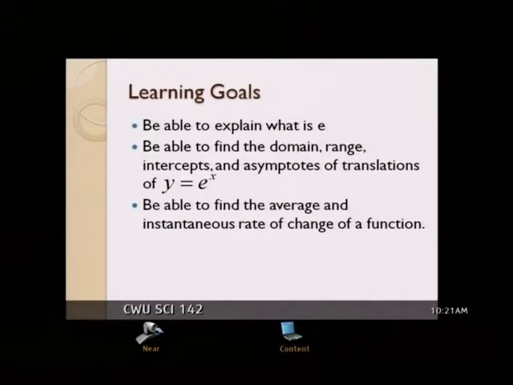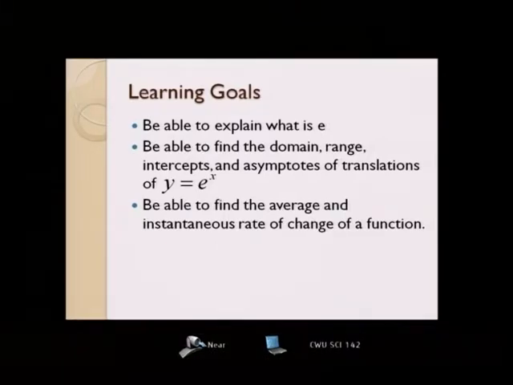Today we want to be able to explain what E is, where E comes from, where we get it, be able to discuss the domain, the range, the intercepts, the asymptotes of translations of y equals e to the x, which again, building on things we've talked about in other sections, we move it left, right, up, down, we stretch it, we shrink it, we reflect it over the x or the y axis.